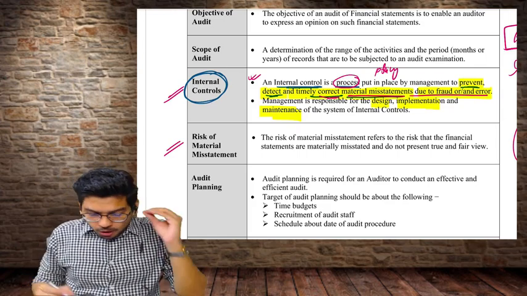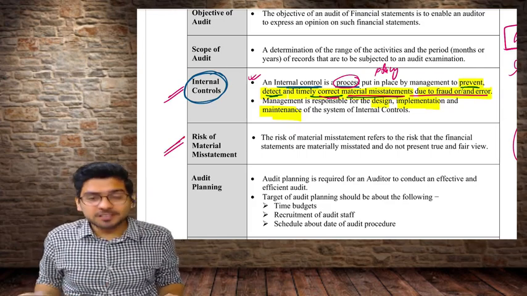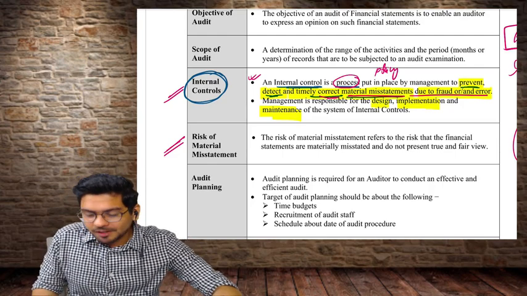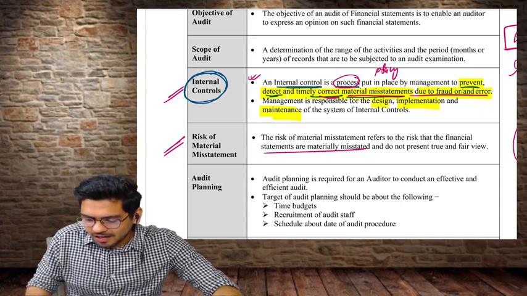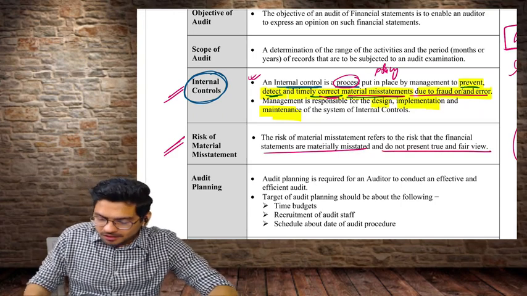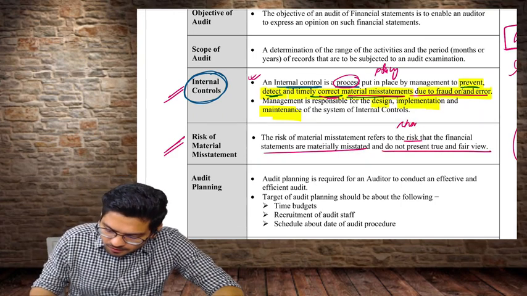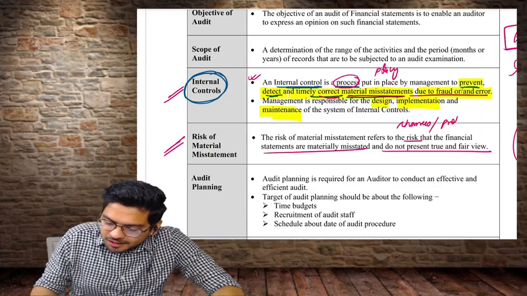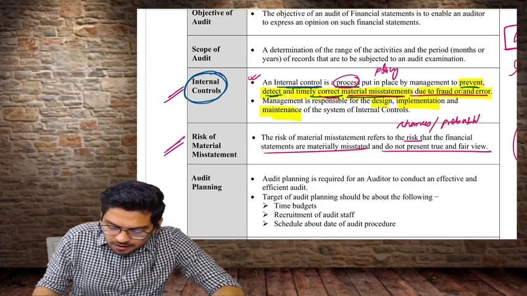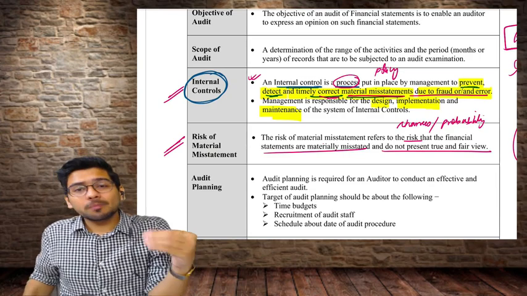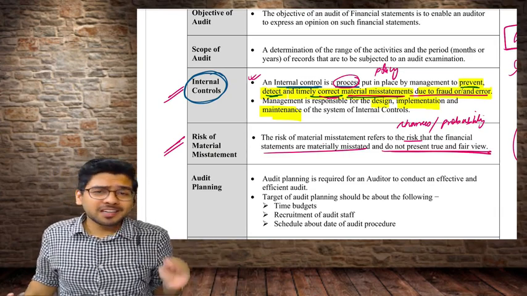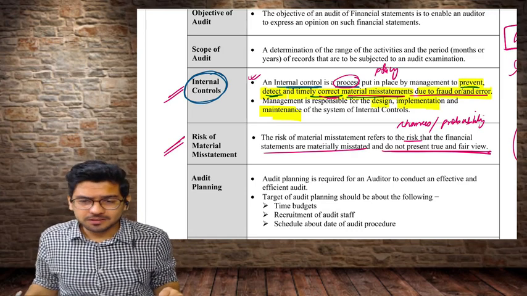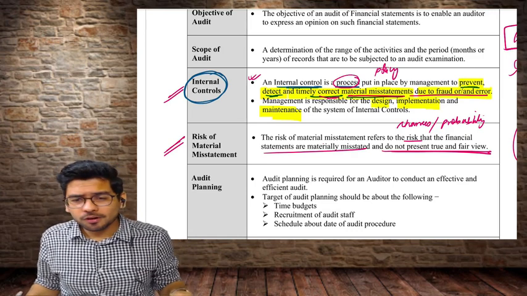Now let us understand what is risk of material misstatement. The risk of material misstatement refers to the risk that financial statements are materially misstated and do not present a true and fair view. The risk, that means the chances, the probability, the likelihood that the financial statements are materially misstated and do not present a true and fair view. This we will be calling risk of material misstatements. Is this clear to you or not?